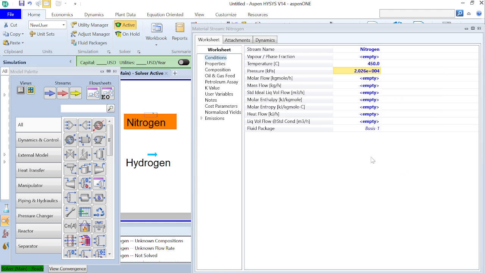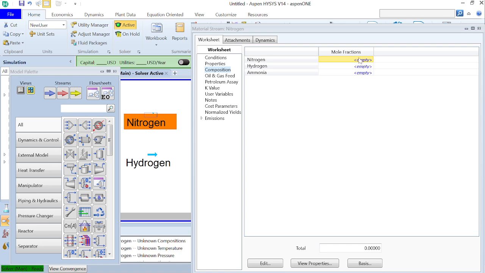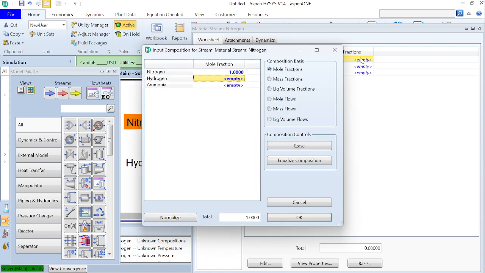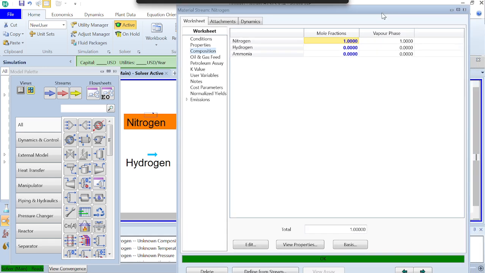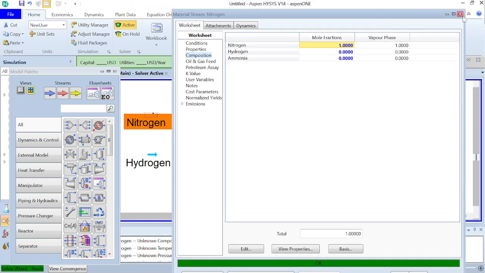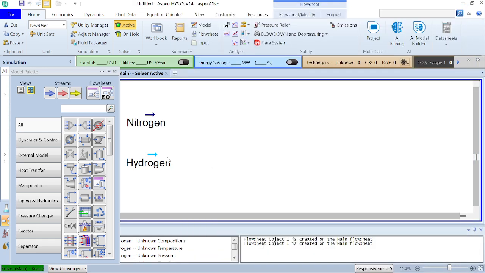Alright, and then we have a mole flow. This is for nitrogen, so let's say we are making use of 100. Alright, and then for the nitrogen, the mole fraction is 1. Alright, so this stream is totally defined, and then we go on to the next stream.